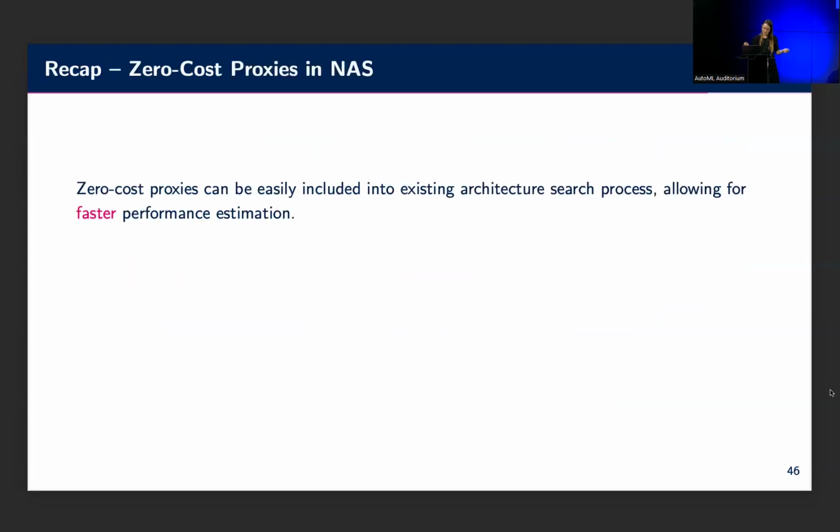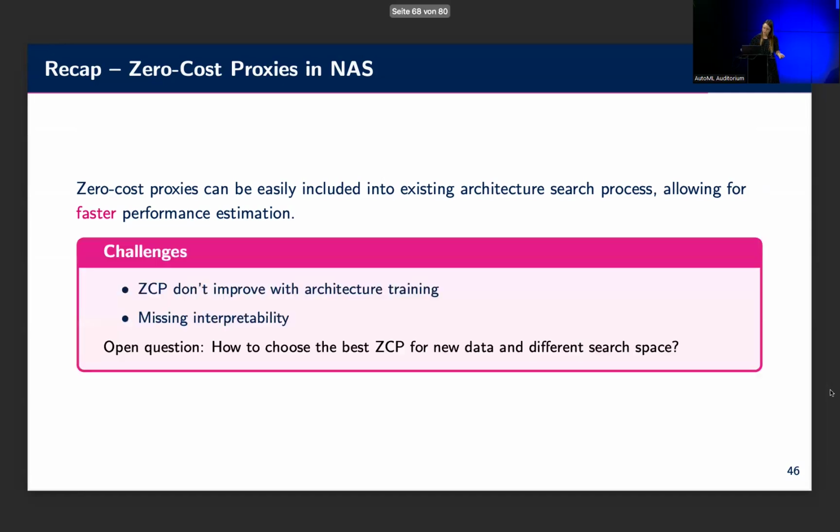Right. So recap, zero-cost proxies are quite easy to include in your NAS search process, as you will see. And you get faster performance estimation than if you would use GNNs or some complicated method. The challenges are that they're not that interpretable, but GNNs aren't either, and that they don't improve with architecture training. So there's not that much flexibility. What would also be really interesting is to see how to choose the best zero-cost proxy for a new dataset and a new search space. So some meta-learning perspective. It's hard to do because there's not that many search spaces and maybe datasets. But then if you could just get a good score to approximate the performance of your new task, that would really bump the usefulness up.